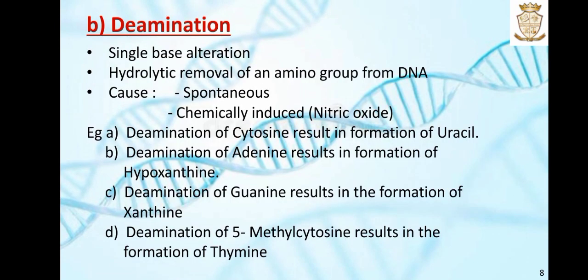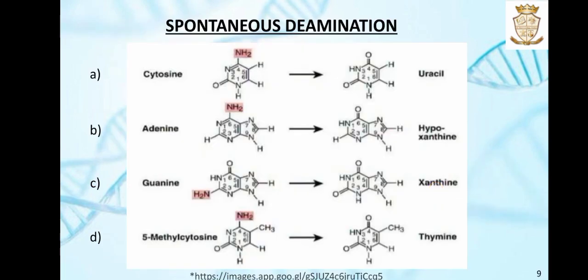Deamination, a single base alteration, is the hydrolytic removal of an amino group from DNA. Major causes are spontaneous and chemically induced. Example: deamination of cytosine results in formation of uracil. Deamination of adenine results in formation of hypoxanthine. Deamination of guanine results in formation of xanthine. Deamination of 5-methyl cytosine results in the formation of thymine. The structural representation of spontaneous deamination is shown here.